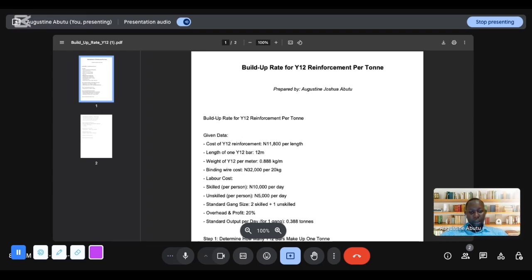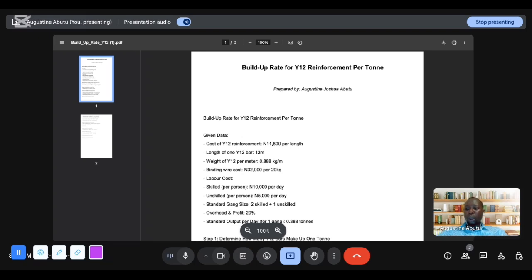20 kg of binding wire is 32,000 for 20 kg, right? Then for labor, a skilled labor earns 10,000 per day. Unskilled labor earns 5,000 per day. Then we have our overheads and profits.